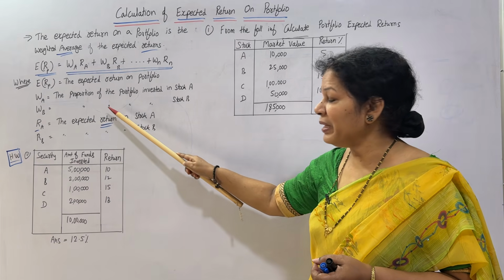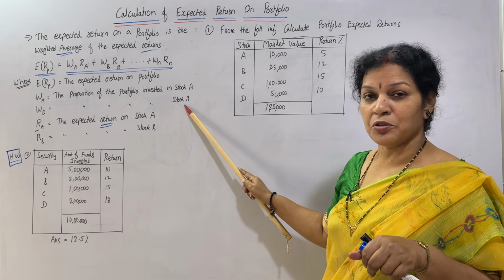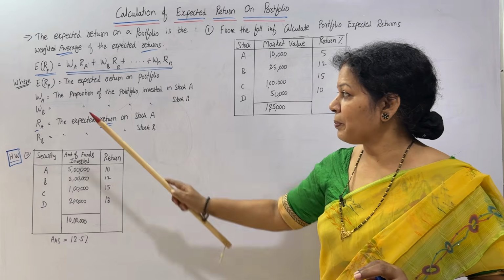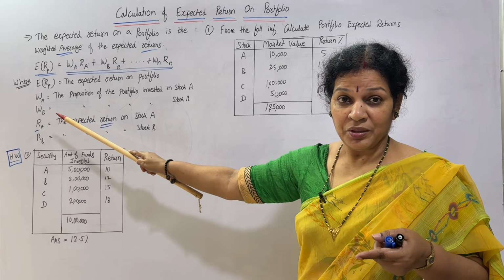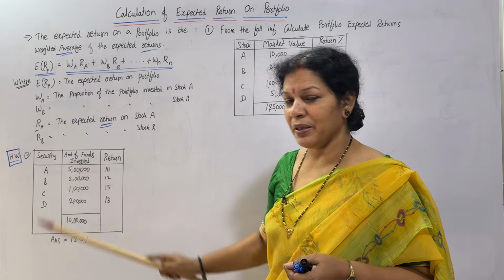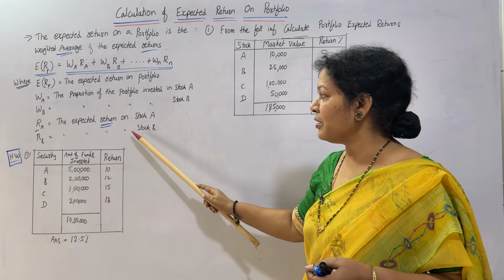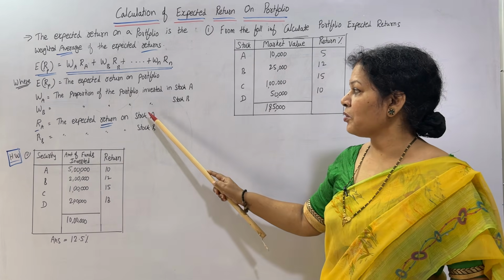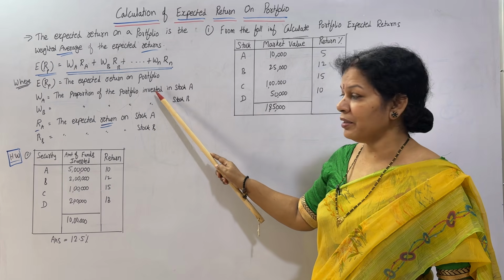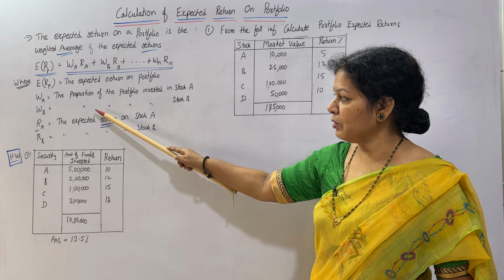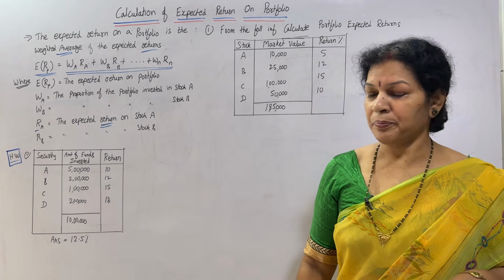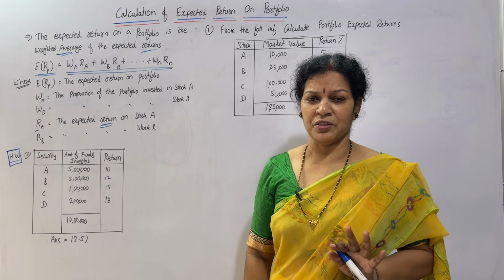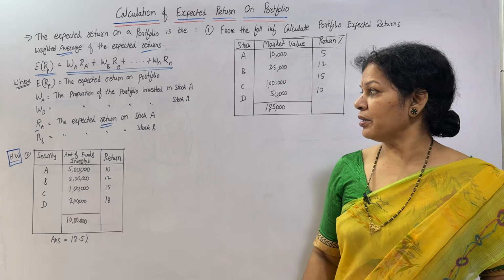Here in WB, I have invested something in stock B. That proportion will be WB. This return we say as RB, the expected return on stock B. Stock A's WA is related to RA, and stock B's WB is related to RB, the expected return on stock B. Only two things we need, and according to that we can calculate.